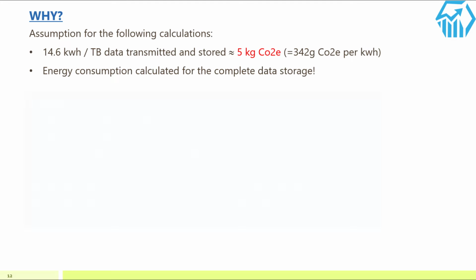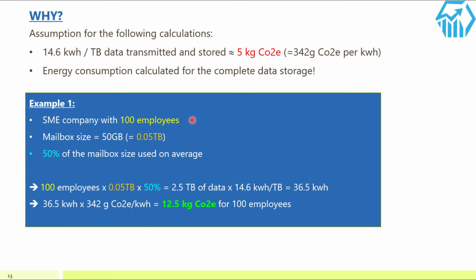Now, let's move to an example. So if I'm a small or medium-sized company, at least in German terms, then I have, let's say, 100 employees. All of these employees have a mailbox, and the standard mailbox size that you probably have is around 50 gigabyte. And let's say you use 50% of this mailbox size on average. So if you just calculate these numbers and calculate the CO2 equivalents, then you end up with 12.5 kilo that the email accounts of these 100 employees consume in terms of CO2. That's not much. It's really a small number.